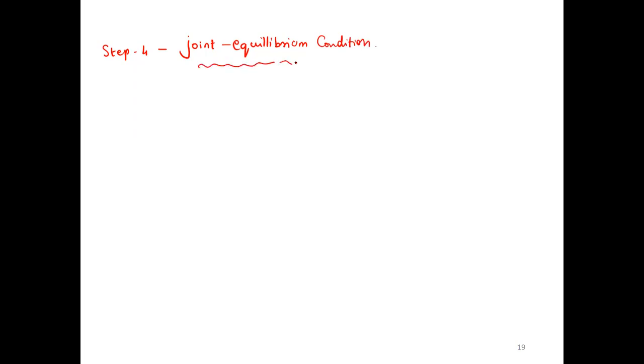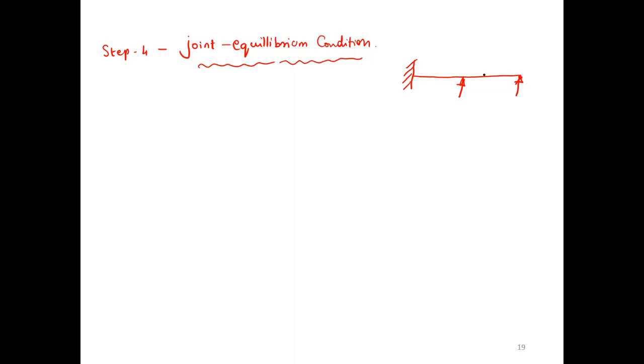What is meant by joint equilibrium condition? The given beam is like this. I am talking about the joint, so there is nothing to worry about loading. Loading may be however it may be; we have nothing to deal with loads here. The name itself indicates joint equilibrium. So what is meant by equilibrium?